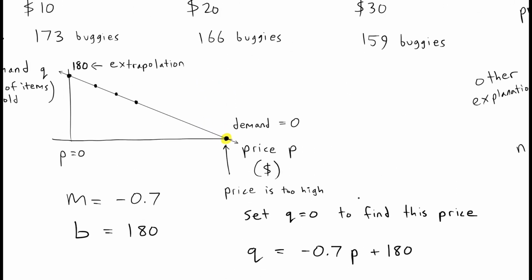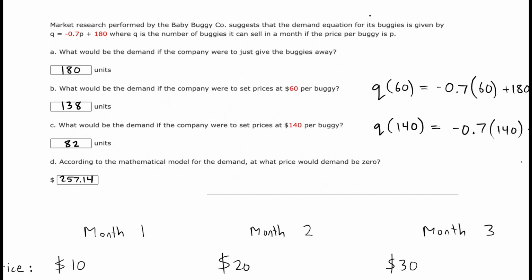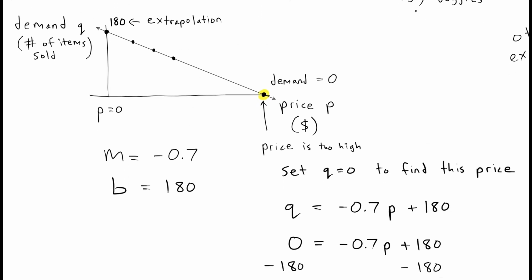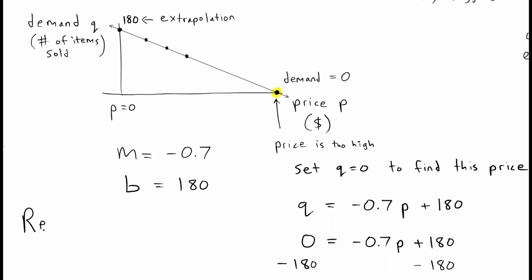257.14. All right, so how do we determine the right price to set for the company? What we can do is we can create a revenue function. A revenue function tells you how much money is going to be coming into your business through sales, for example. So if you sell these buggies at a certain price, we can actually calculate how much money you're going to be making from those sales.